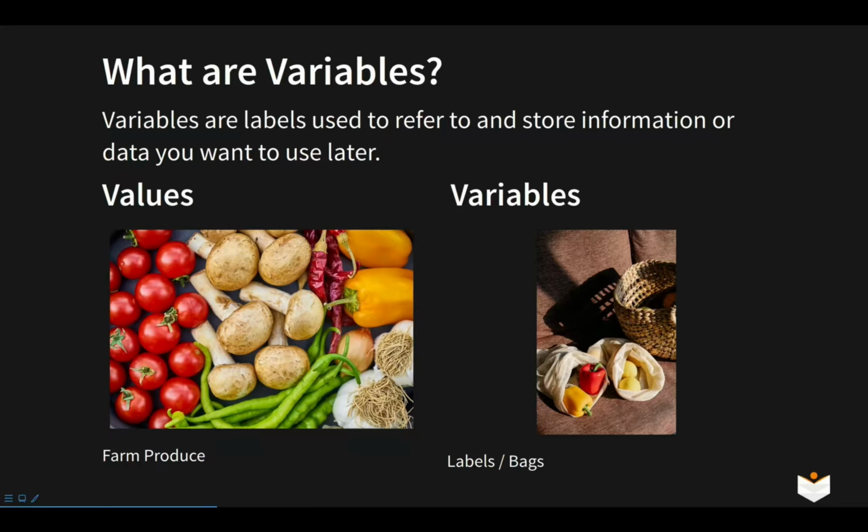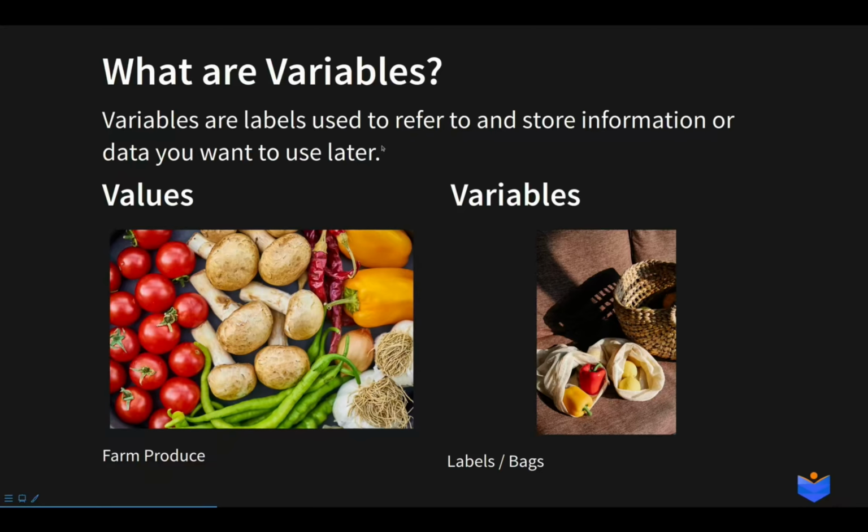For example, a farmer with the following farm produce: tomatoes, mushrooms, cayenne, bell pepper, and onions. Now these are the values. If he wants to put this in a database or load this in R or any other statistical software, he needs to save these values in a container that will hold all of them, or that we at least refer to these objects. And that's what variables are. So variables are like bags, like labels to hold objects.